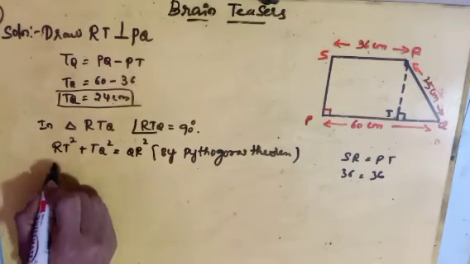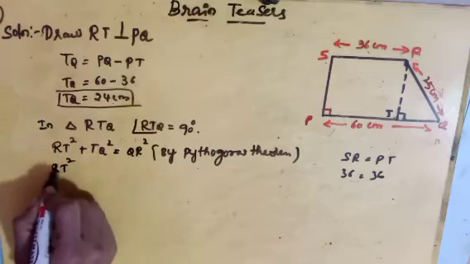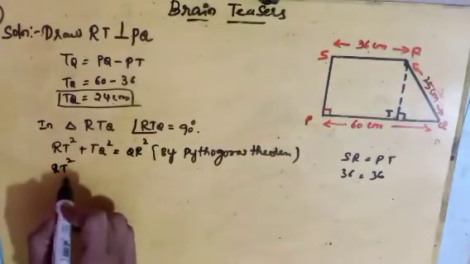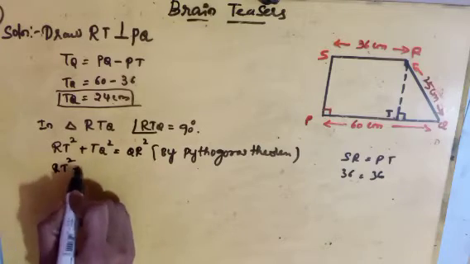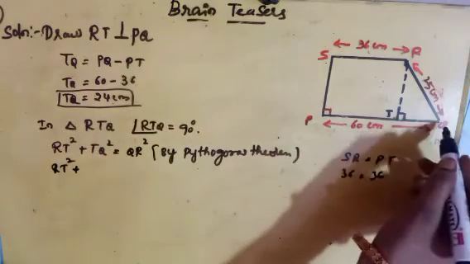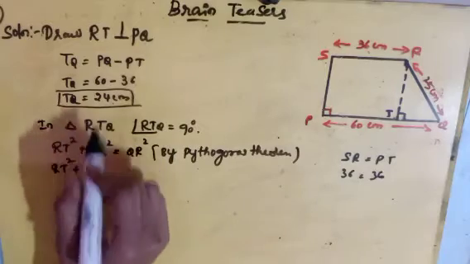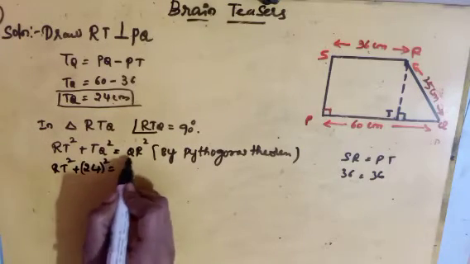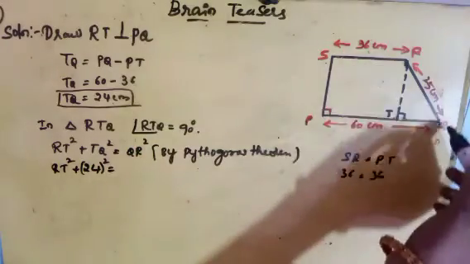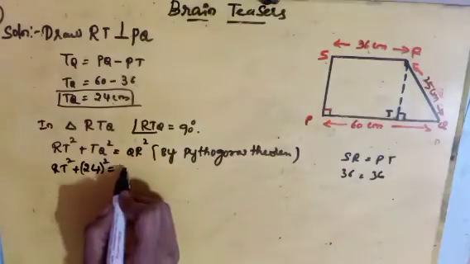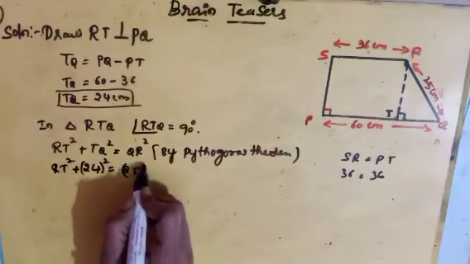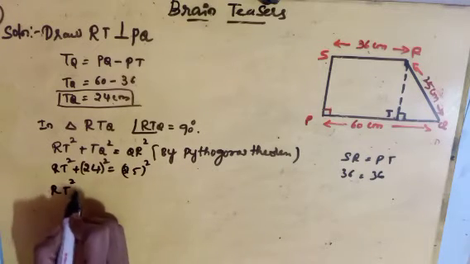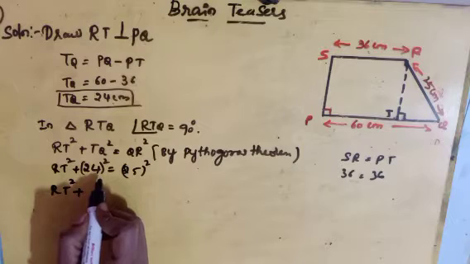So we have to find RT square. Let us write RT square plus TQ square. We know the value of TQ, it is 24. So 24 square equals QR square, and QR is given, that is 25 whole square. Next, RT square plus 24 square means how much?